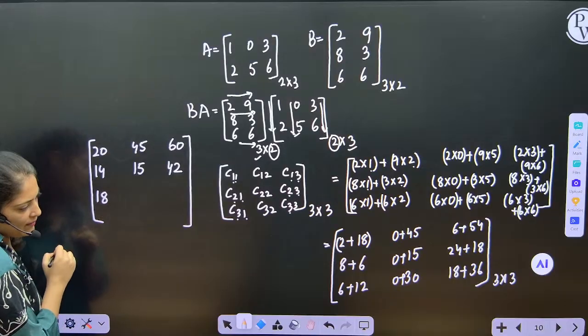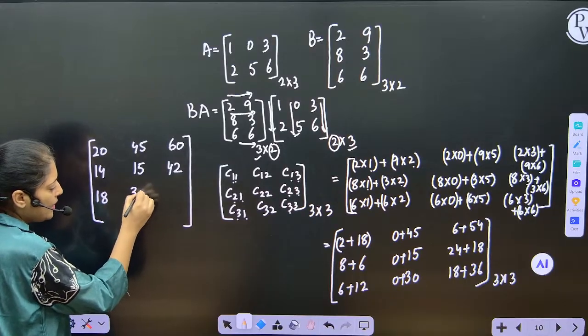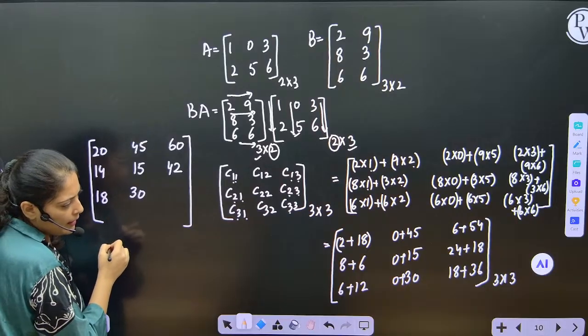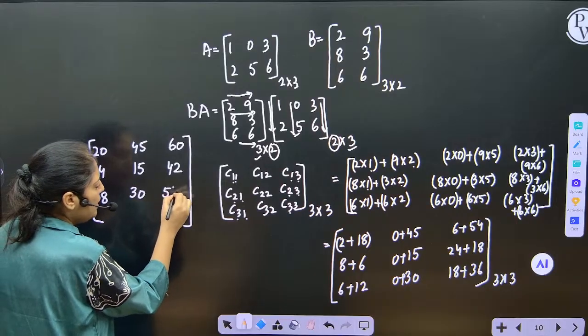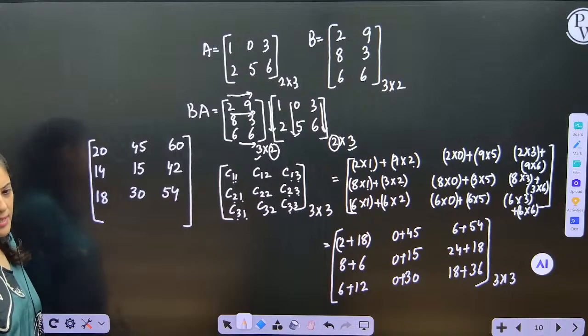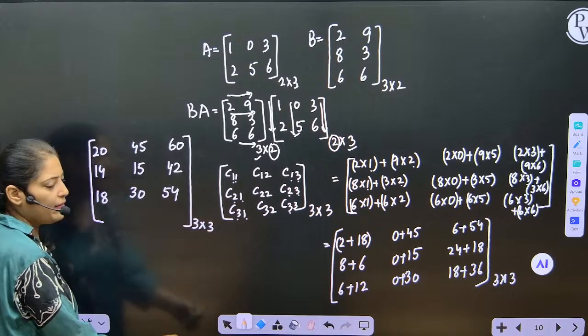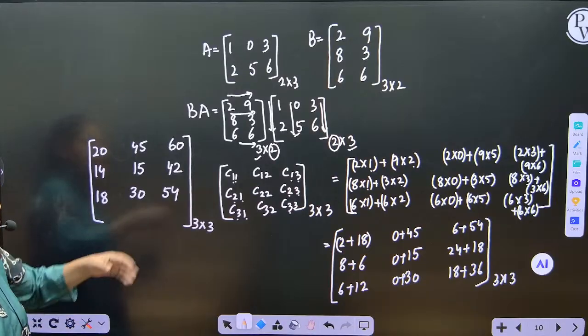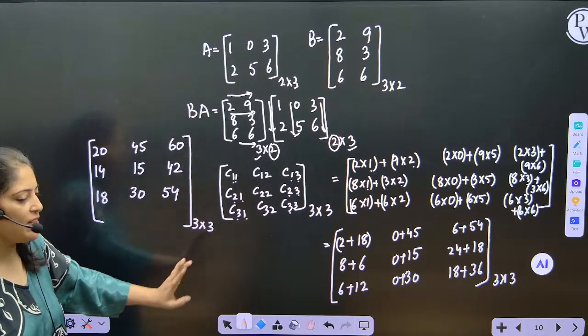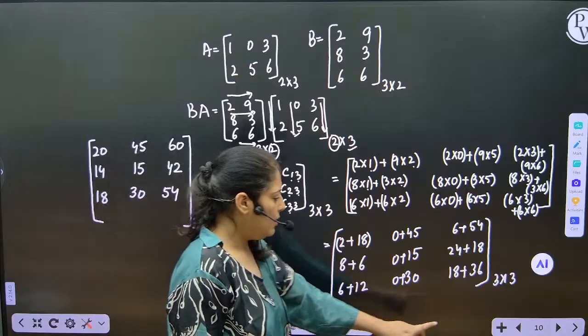6 plus 12, 18. 0 plus 30, 30. And it will come out to be 54. 18 plus 36 is 54. Now we will compare. See, this is B into A. Matrix has come out to be 3 cross 3.